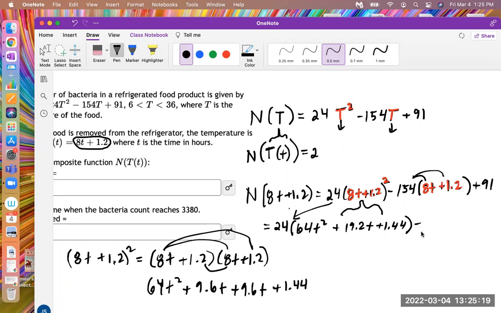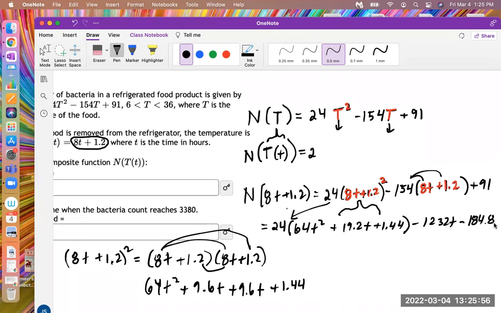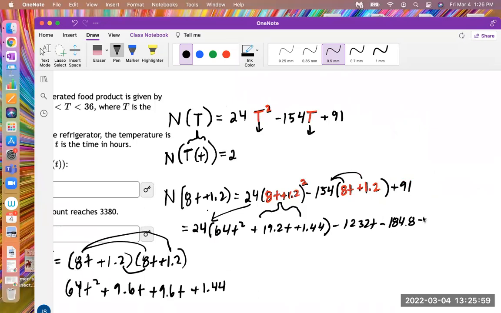So 154 times 8 equals 1,232t. And then 154 times 1.2 is 184.8. And this is minus, right? Negative 154 times positive 8 is going to be negative, and then negative times positive is going to be negative again. So it's negative 184.8. And then plus the 91.